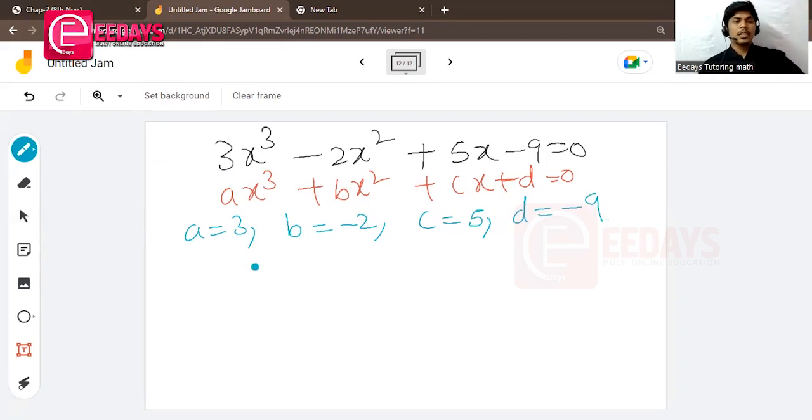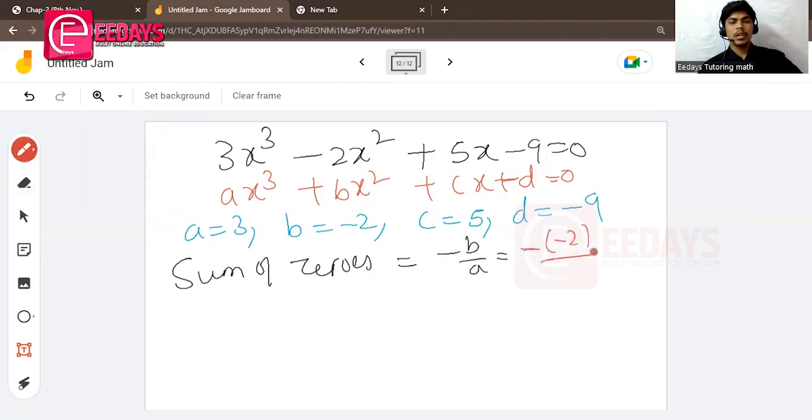Now let's find the sum of zeros. Sum of zeros in the cubic polynomial is minus b by a. Here b is minus 2, so minus of minus 2 by a, finally we got 2 by 3. And now the sum of product of zeros.